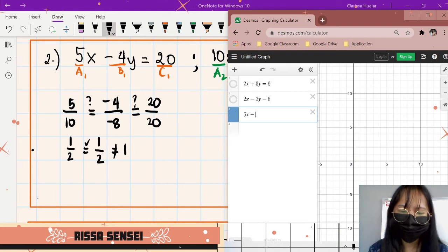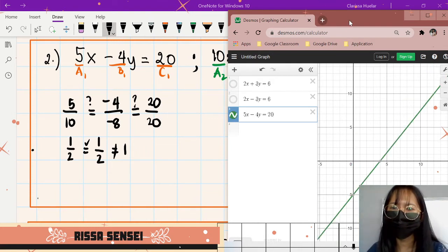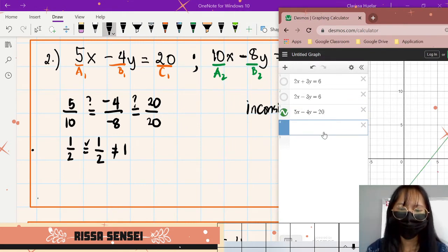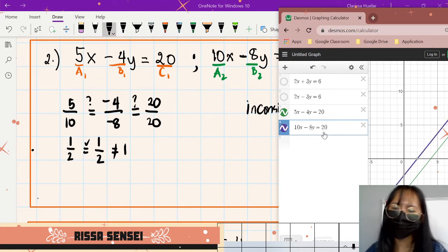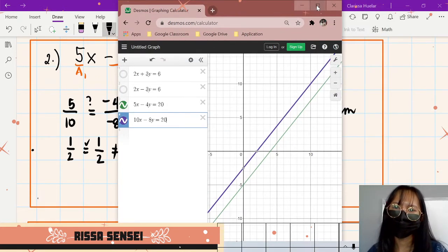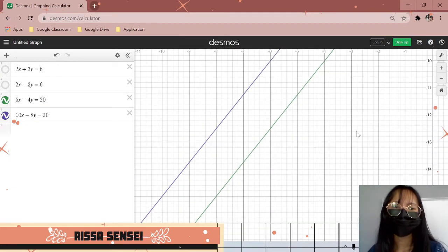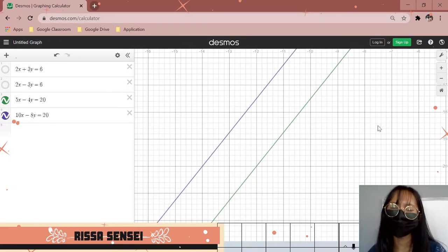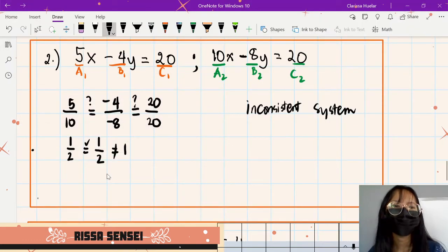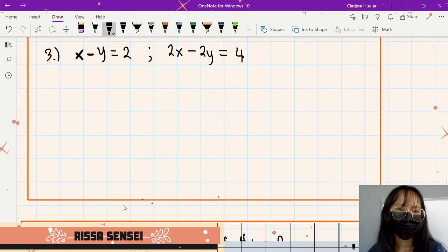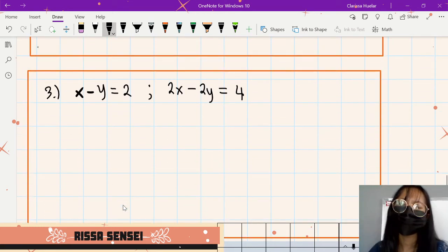We have 5x minus 4y equals 20, and the other is 10x minus 8y equals 20. Yan. Kung mapapansin nyo, the graphs, the two lines are parallel. So, they will never intersect, meaning there's no solution because there's no point of intersection. Yan. Next, number 3. X minus y equals 2 and 2x minus 2y equals 4.